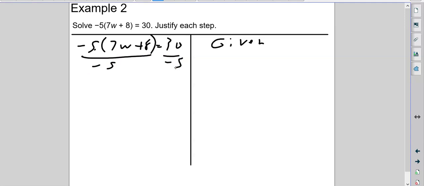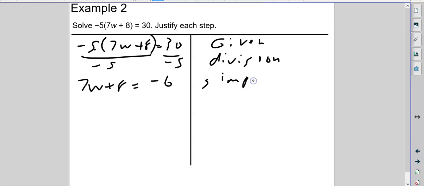Now, if that was 31, this would not work, and you would have to distribute, and you'll probably end up with a fraction for an answer, but you save that for the end. But since -5 is a factor of 30, why not start by dividing right off the bat? So when I do that, I'm left with just 7w + 8 = -6. Again, that's simplified. Now again, I could have done -35w - 40, and then I would have added 40, and then divided by -35.